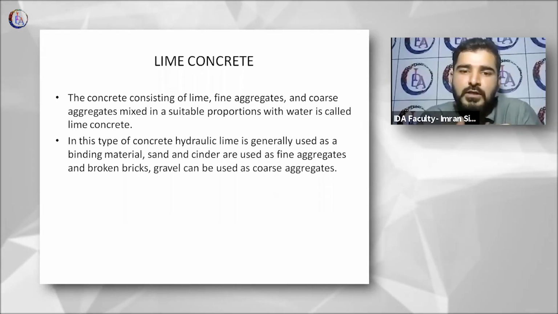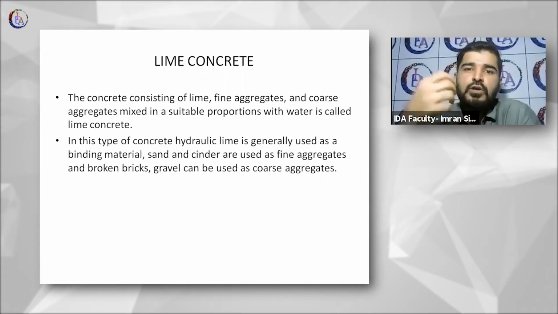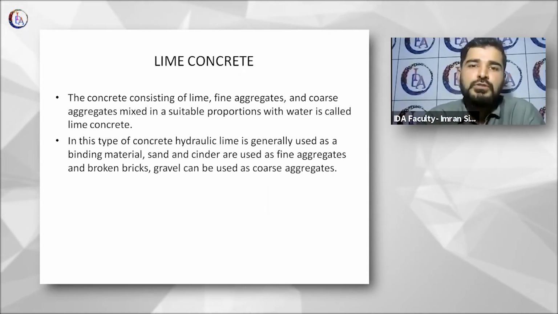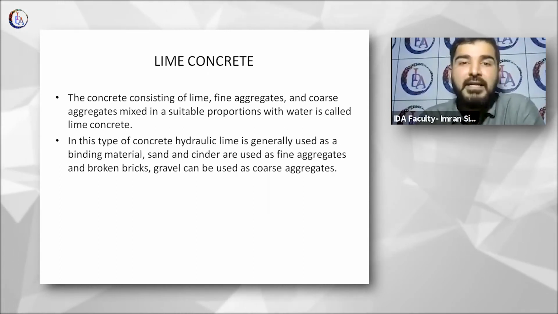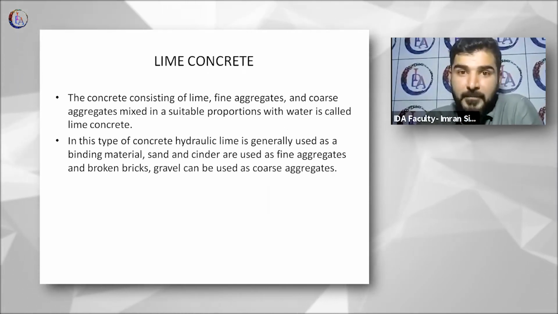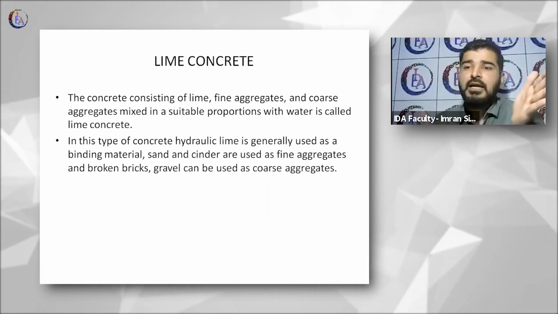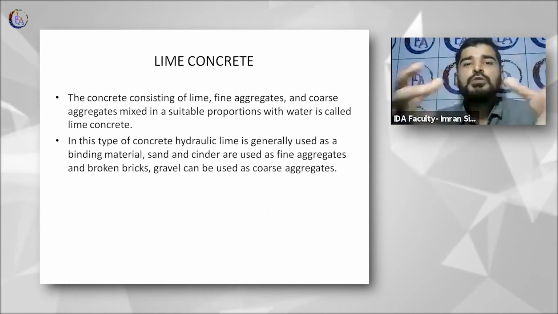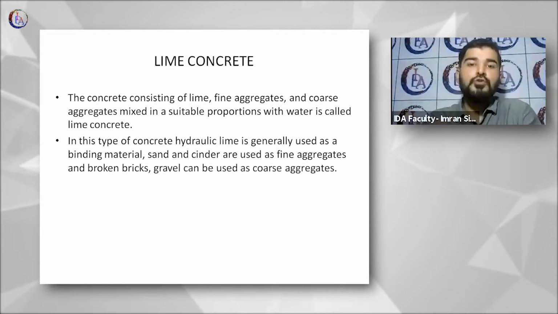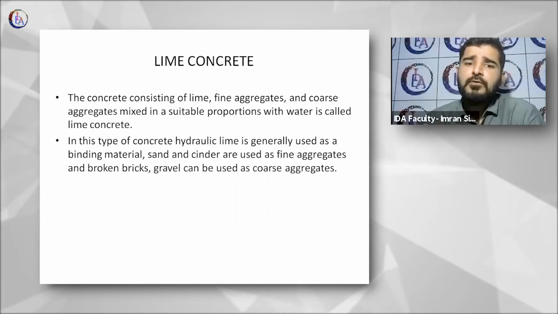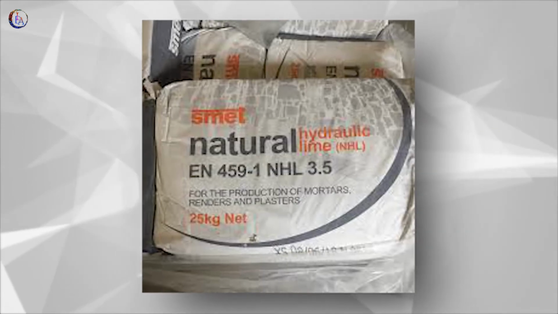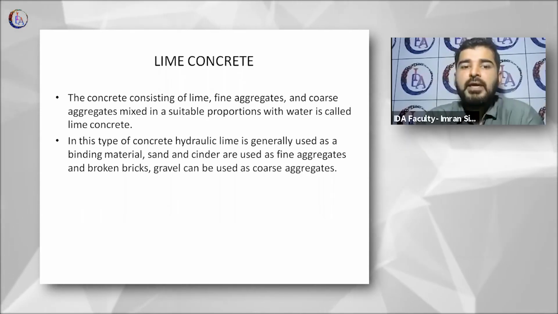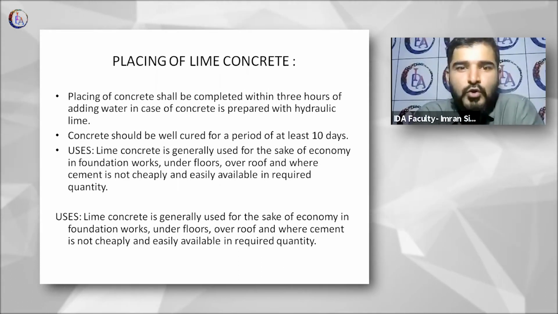Cement is never used in raw form, right? Only a cement paste, without binding other aggregates, is not what is technically recommended. So cement is just a binder, and you will need other aggregates to bind together to make a mixture which will later be called concrete. So in this type of concrete, hydraulic lime is generally used as a binding material with sand and other aggregates, okay, to make a mixture and place it where you want to cast your concrete.